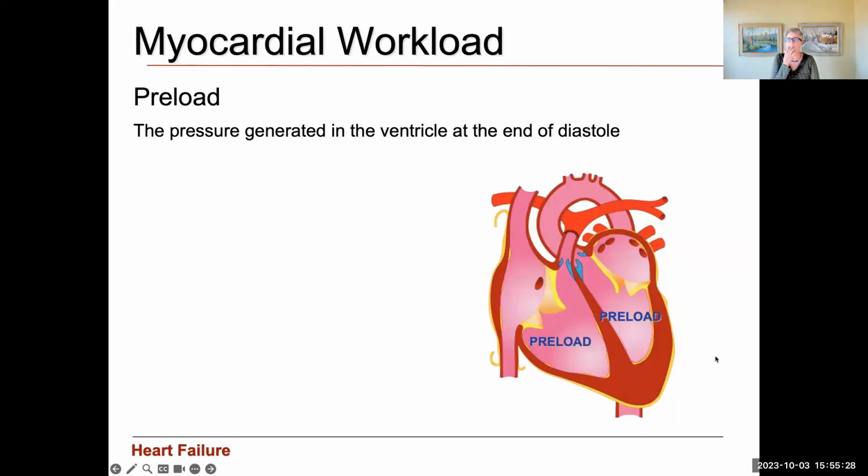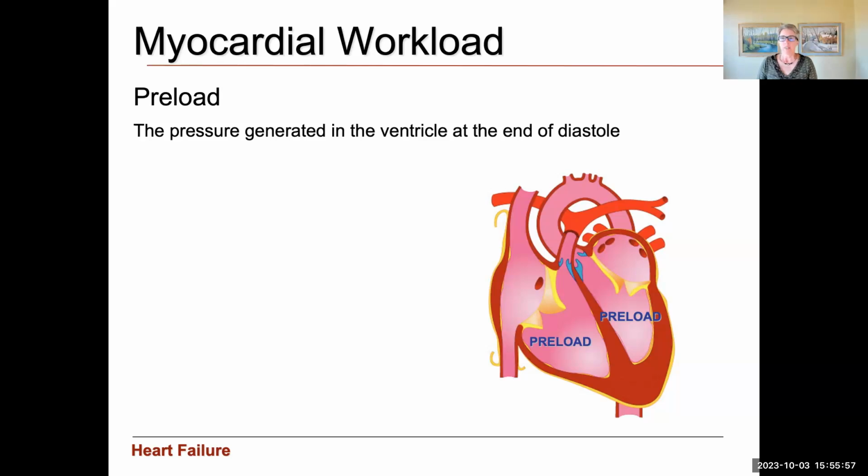All right. Okay, then the last thing that we're going to talk about is workload. Your heart is working a lot all the time. And this workload measures basically how hard the heart is working. So just very simply, if heart rate goes up, the ventricle is going to have to beat much faster. That's going to consume more oxygen. That's an increase in workload, okay?